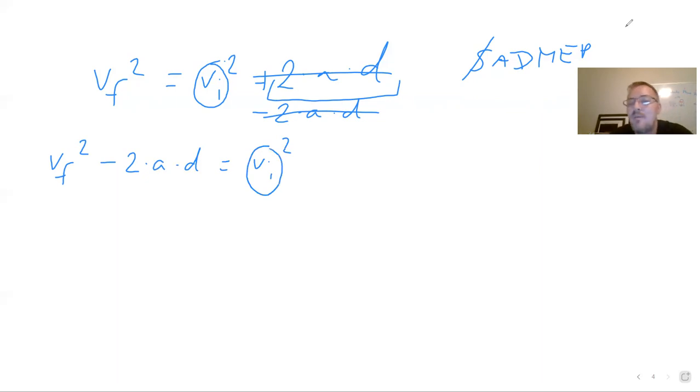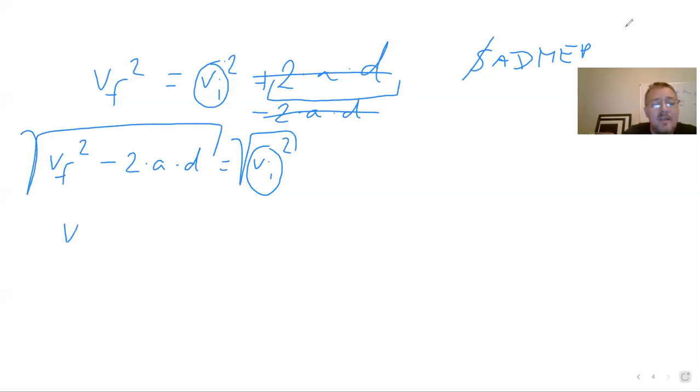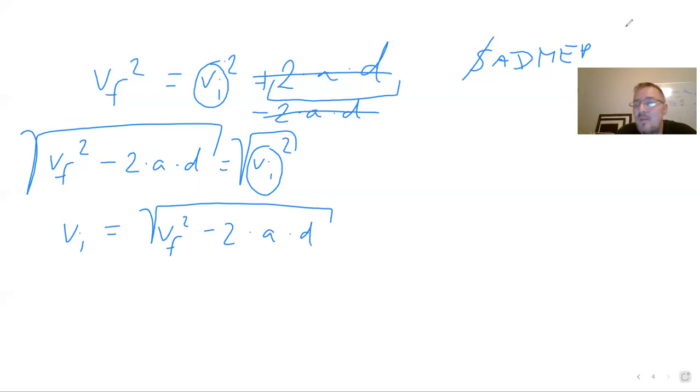But we only want initial velocity, not the square of it. So what we have to do is use the square root on both sides, and then I have the answer. Initial velocity is the square root of final velocity squared minus 2 times a times t. So first you have to square the final velocity, then you subtract 2 times a times t, and then you take the square root, and then you have your initial velocity.